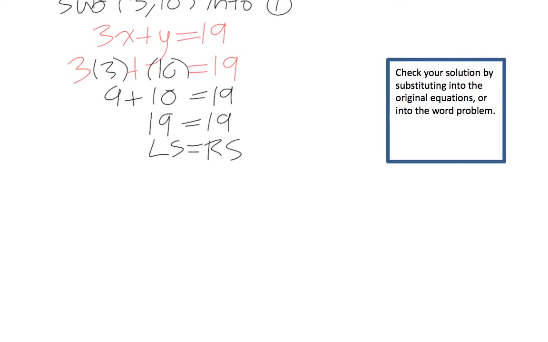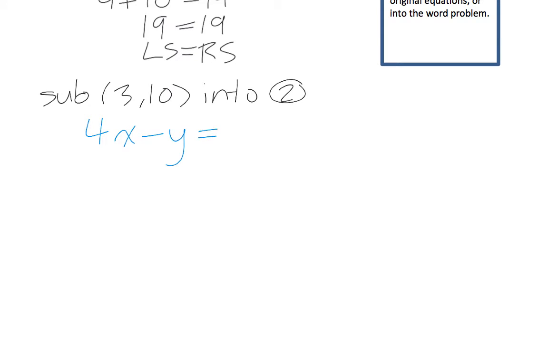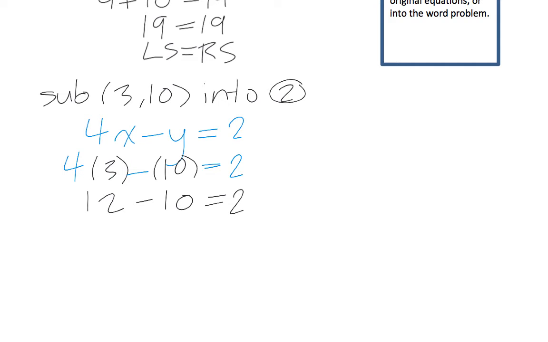I'm going to do the exact same thing for equation 2. I'm going to say sub (3, 10) into equation 2. Equation 2 is 4x minus y equal 2. So instead of writing x, I'm going to write 3 in brackets. And instead of writing y, I'm going to write 10 in brackets. And everything else stays the same. So let's simplify this. 4 times 3 is 12. And 12 minus 10 is 2. Therefore, you can plainly see that the left side of the equation is equal to the right side of the equation. Therefore, this point lies on that line.